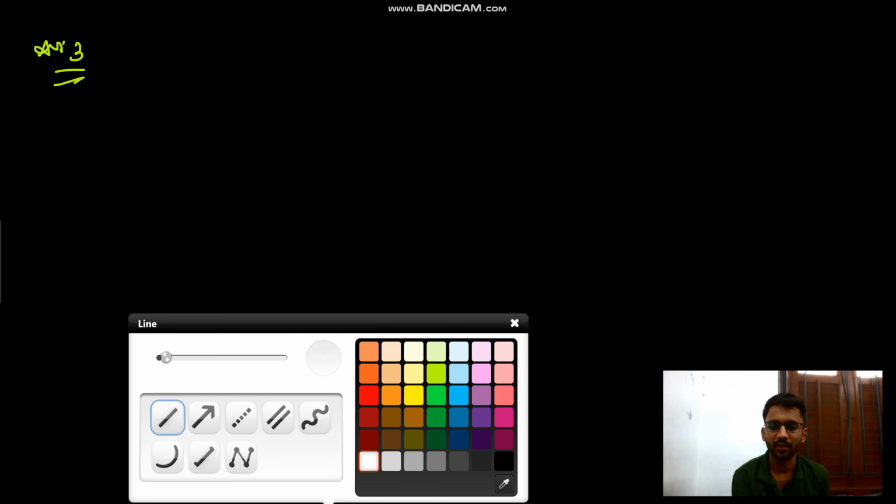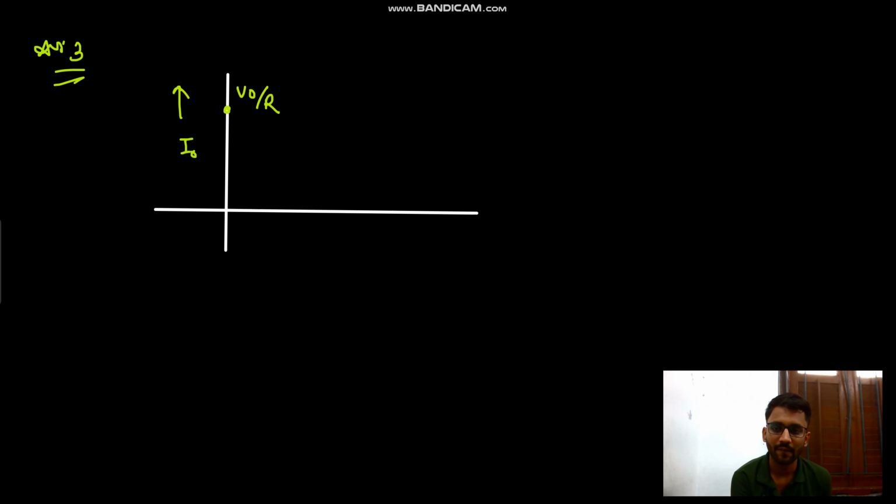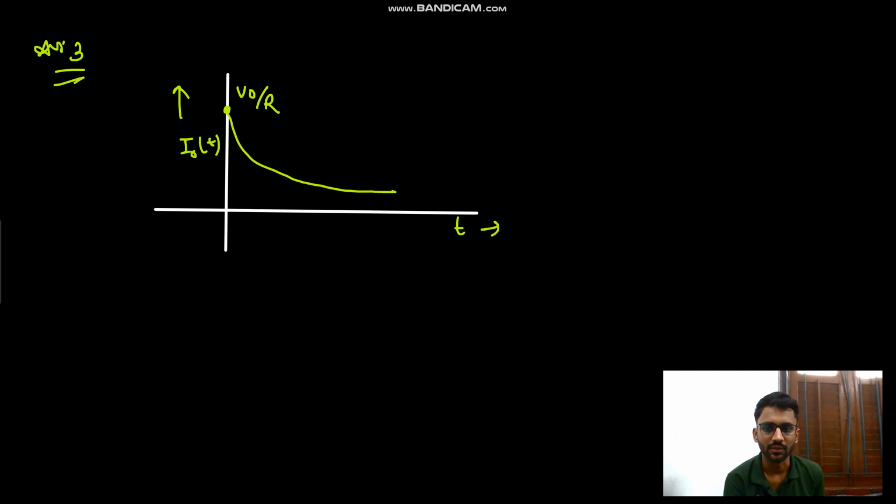Okay, now the third waveform. Now we will draw the output current waveform. Initially we had V naught by R current, and slowly it goes to I naught, you can write, and slowly it goes to 0. From V naught by R it goes to 0. Okay, so this is your answer 3.